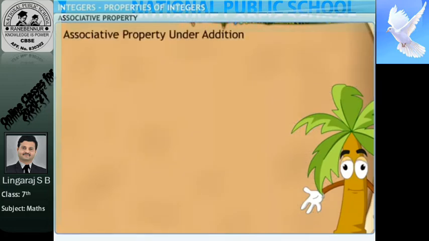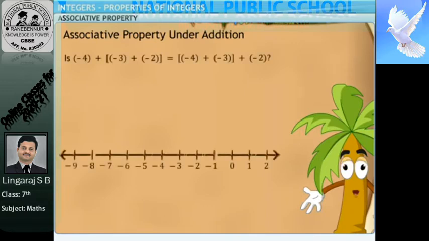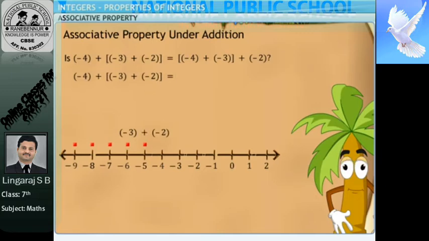The associative property under addition. This property involves grouping of numbers. Take a look at this problem. Let's try and prove this with the help of the number line. First, we represent the sum on the number line. Now, we represent the second sum on the number line to check the final result.